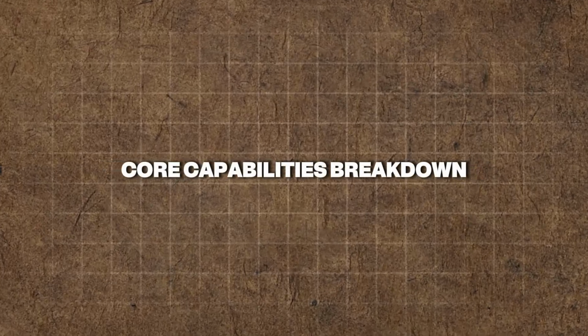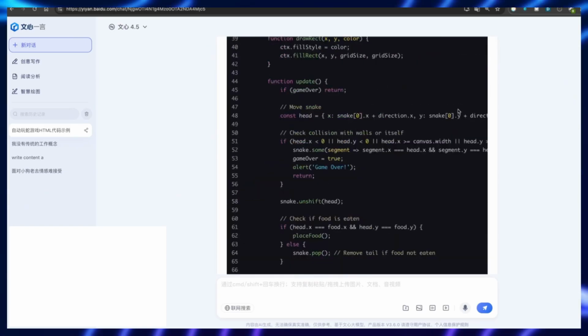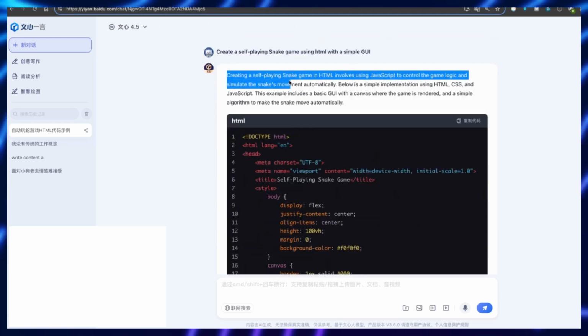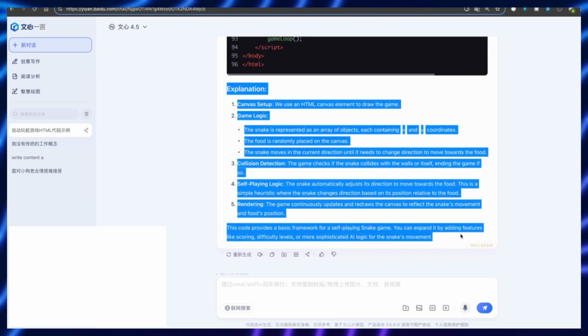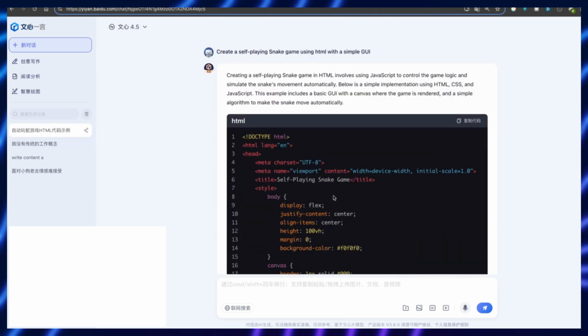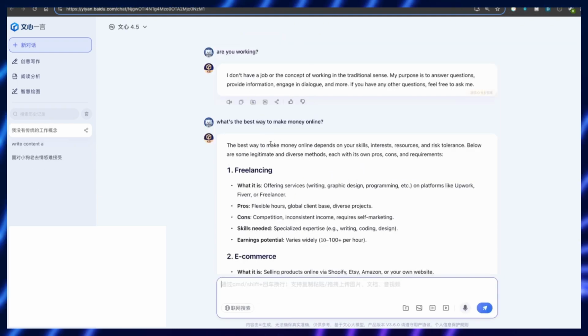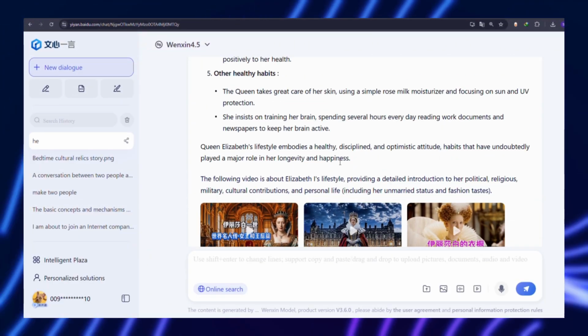Core capabilities breakdown. Ernie 4.5 and DeepSeek R1 are both impressive, but they have distinct capabilities that set them apart. Ernie 4.5 is a powerhouse in language generation, emotional intelligence, and humor detection. Its NLP abilities allow it to engage in fluid, natural conversations, making it ideal for applications that require interaction with humans. It is optimized for chatbots, digital assistants, and even creative writing tasks.